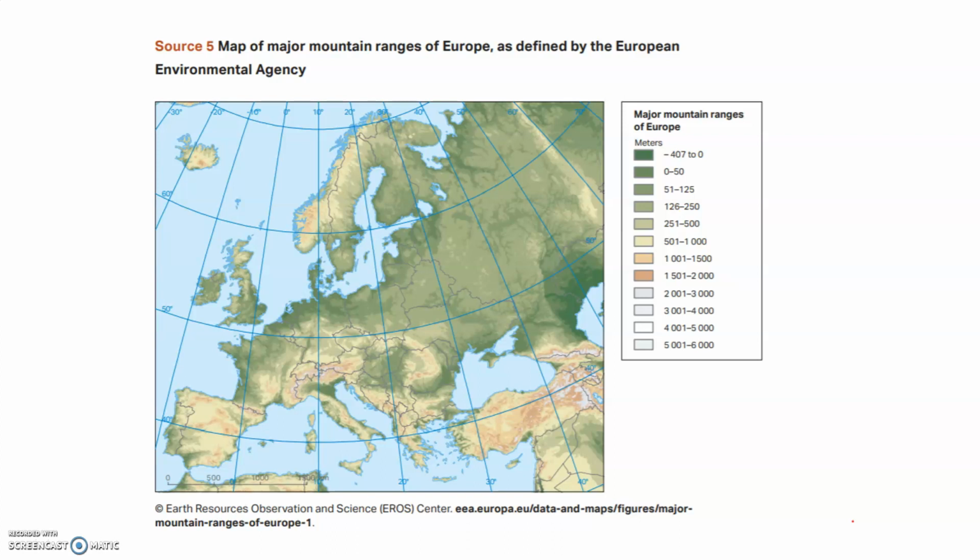And on this source, this is a topography map. So this is showing elevation. This is showing mountain ranges. So you know it's elevation because the key has it in meters. So we're able to look at this and see areas of Europe that have a higher elevation and then areas of Europe that have a lower elevation.